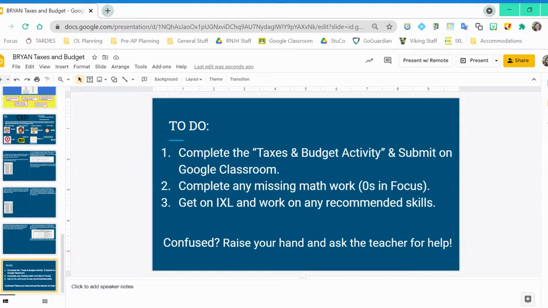And then if you're done with everything, get on IXL and work on any recommended skills that I have assigned to you in IXL. If you're confused or need help at any point, raise your hand and ask for help. Let us know that you're struggling and you need help with it. Of course, use your notes to help you too. We did lots of examples together. So if I'm absent today, then ask my sub. She can help you with the work as well.